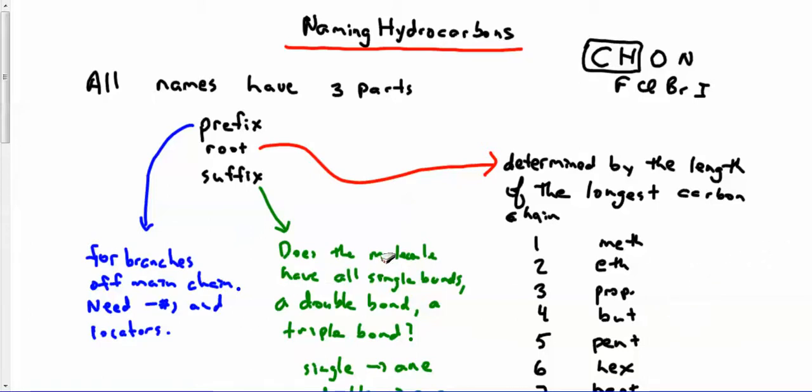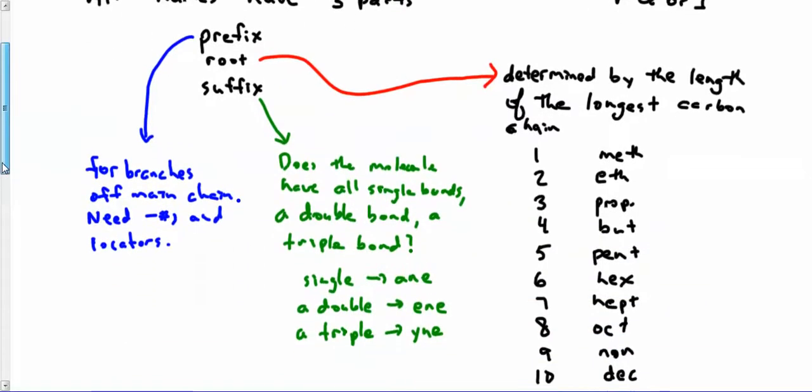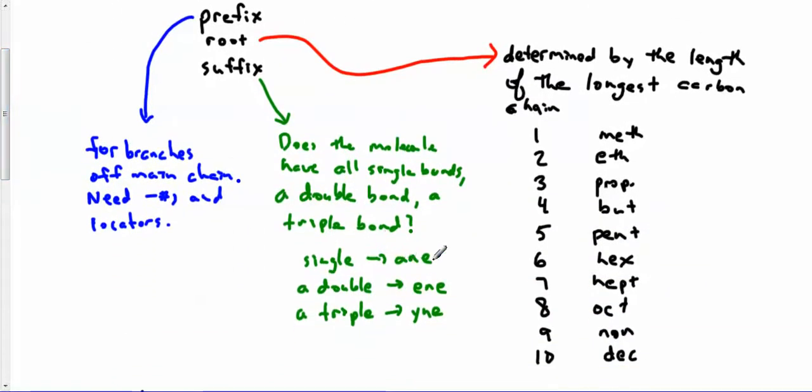Next up is the suffix, the ending, what I'm going to stick on the end. The question you have to ask yourself is, are there only single bonds in the molecule? If there are only single bonds, we would use the ending A-N-E. If there's a double bond somewhere in there, we would use the ending E-N-E. And if there's a triple bond somewhere in there, we would use Y-N-E. We'll only be looking at these three endings for now.